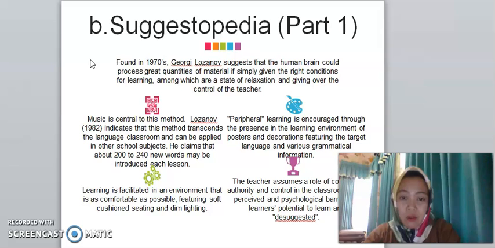So music is central to this method. Actually, it indicates that this method could help students in the language classroom, that learning is encouraged through the presence in the learning environment of posters and decoration featuring the target language and various grammatical information. Well, and also learning is facilitated in an environment that is as comfortable as possible, featuring soft cushion seating and dim lighting. So the environment of learning is emphasized in this method.